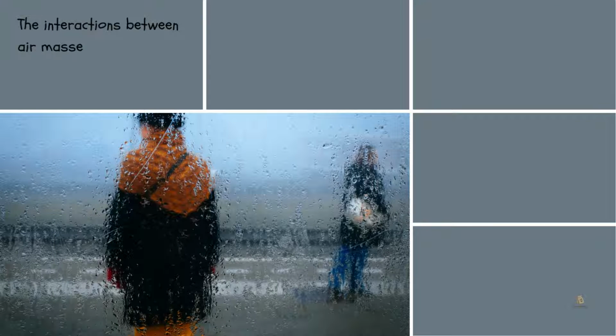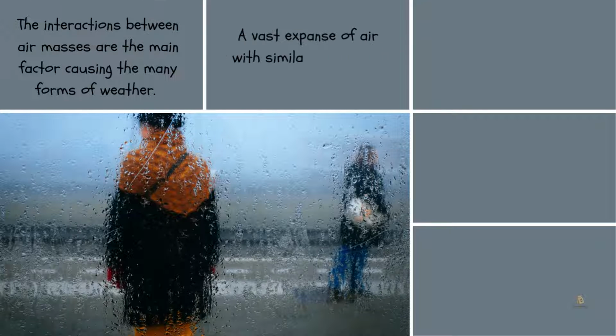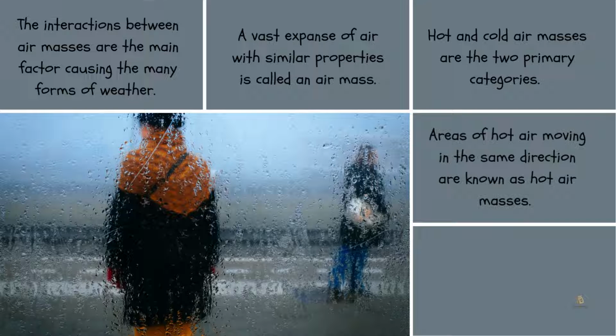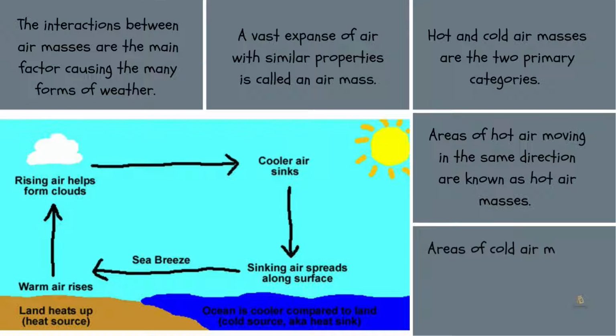The interactions between air masses are the main factor causing the many forms of weather. A vast expanse of air with similar properties is called an air mass. Hot and cold air masses are the two primary categories. Areas of hot air moving in the same direction are known as hot air masses. Areas of cold air moving in the same direction are known as cold air masses.